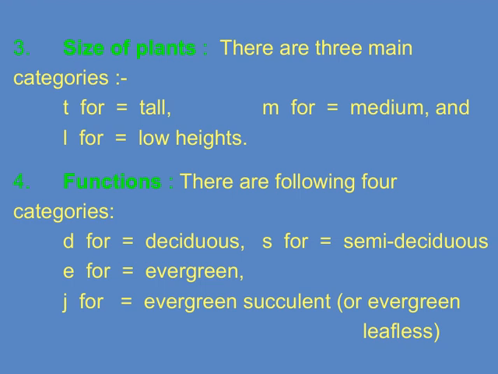The third category is E, or evergreen plants, which keep their leaves throughout the year, providing constant greenery and often serving as year-round visual interest. Lastly, we have J, which indicates evergreen succulents or evergreen leafless plants. These are specially adapted to dry environments and have unique adaptations like leafless stems or succulent leaves to store water.